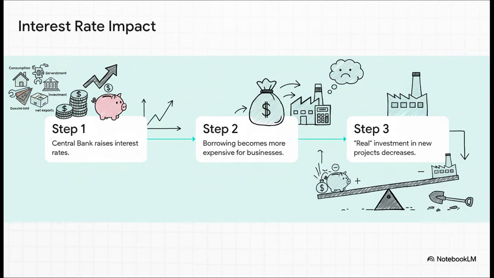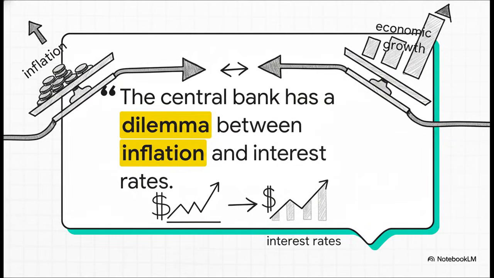Sounds easy enough, but this is where things get really tricky for the people in charge. And this gets to the heart of the fundamental dilemma facing every central bank. They're constantly walking this incredibly fine line, this tightrope between two big goals: keeping prices stable, that is, fighting inflation, and encouraging the economy to grow. And their number one tool for this balancing act? You guessed it, interest rates.